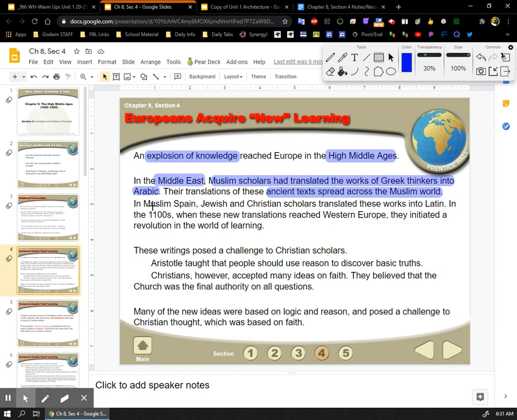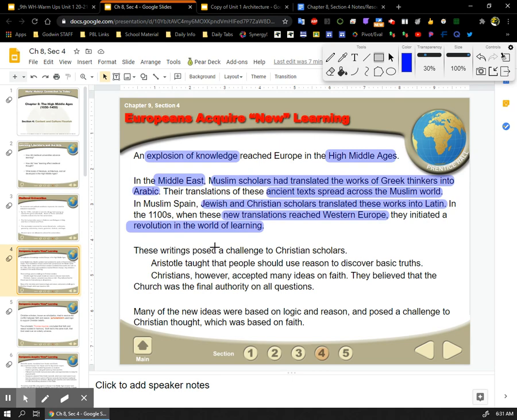It's not just Muslim scholars that are going to have access to these works either. You're going to see Jewish and Christian scholars translate the work into Latin, so they're going to take these works that were translated by Muslim scholars and put them into Latin, which at the time was like a universal language. And what's going to happen with those new translations is they're going to get to Western Europe. And what that is going to do, guys, is be the engine of change for revolution in terms of learning.